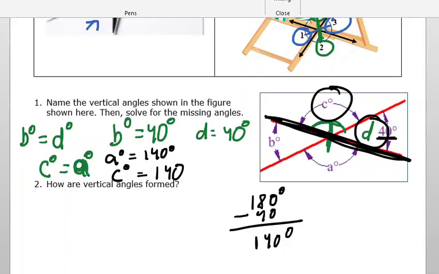Okay, so vertical angles are formed when two straight lines intersect.